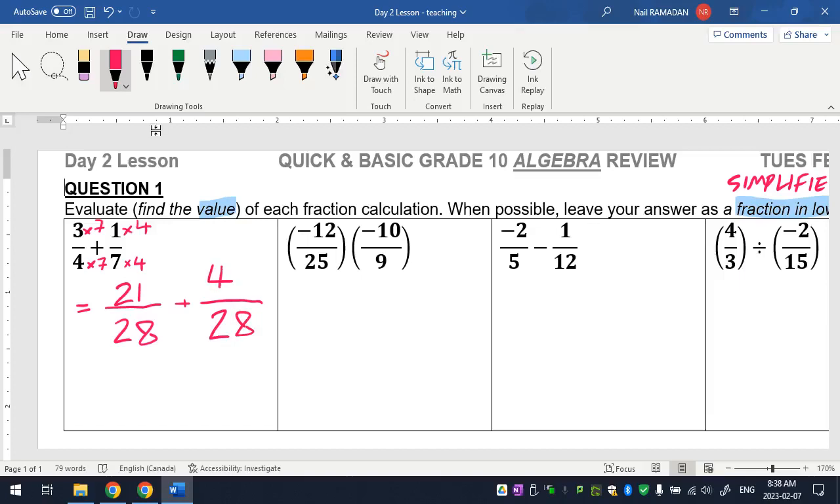When you add fractions, do you add everything? What do you only add? You only add the tops. Do you ever add the bottoms? No, you never do anything to the bottoms. The bottoms are common, and they stay that way the whole time. So your final answer is 25 out of 28.